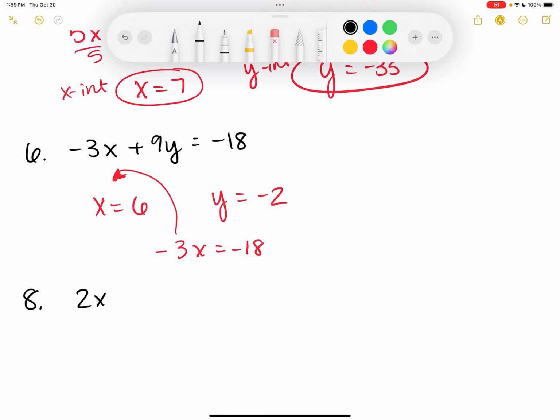Eight, 2x plus y equals 10. All right, so I'm going to find the x-intercept, so I'm going to cover up y. So I have 2x equals 10. So what is x equal to? 5. I don't do the raising hand thing. You just say the answer. All right, to find the y-intercept, cover x up, and I have y equals 10. Look at that. I don't even have to do anything on that one. Literally just write y equals 10. And those are your intercepts.